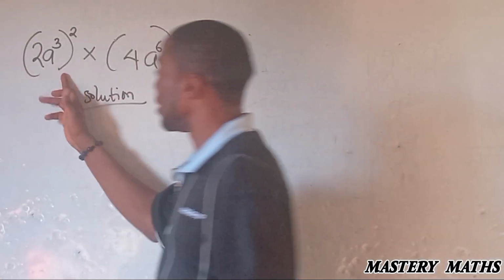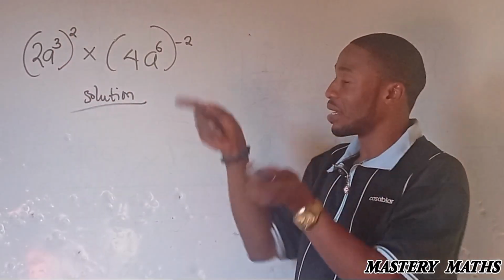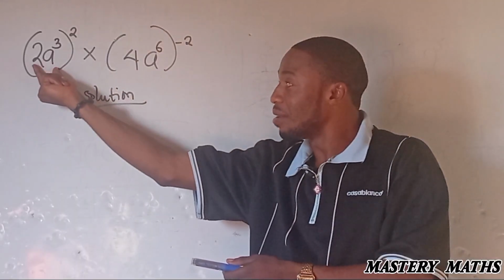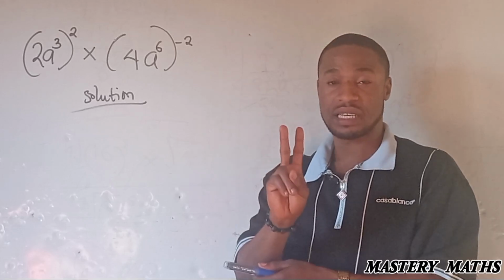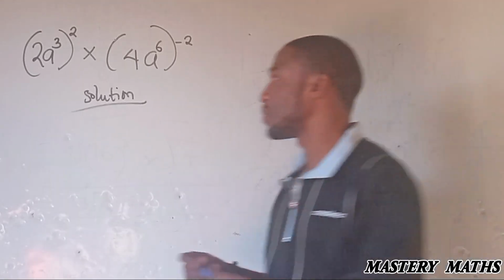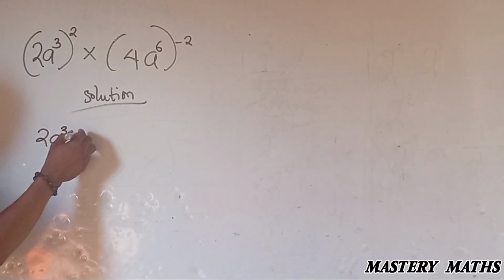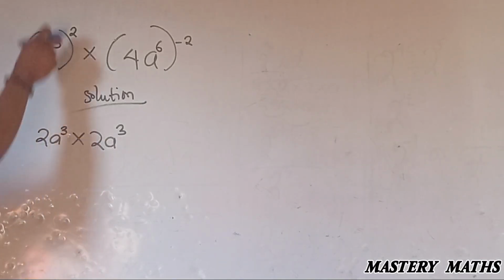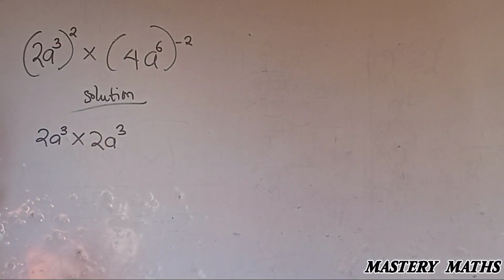Whenever you see something like 2a^3 in a bracket, with a power of 2 on top, it means that the number in the bracket will appear 2 times. Now, this means 2a^3 times 2a^3. You set it down. This 2 on top, the power of 2, shows that it has appeared twice. So you're done with this.